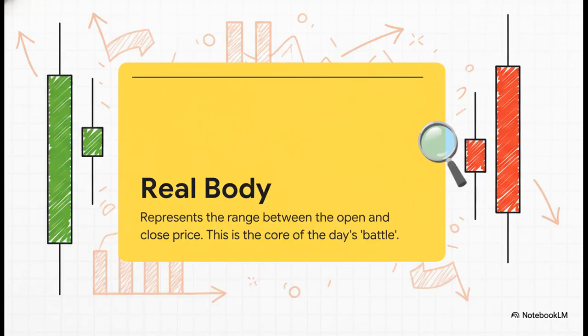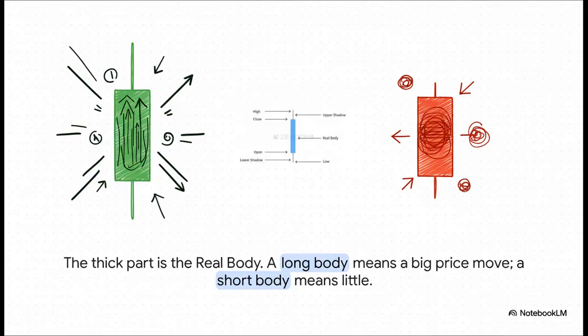All right, first up, the most important part of the candlestick, the real body. That's the thick rectangular part. All it represents is the distance between where the price opened and where it closed. You can think of this as the main event of the day, the real tug of war between the buyers and the sellers. And the size of that body tells its own story.